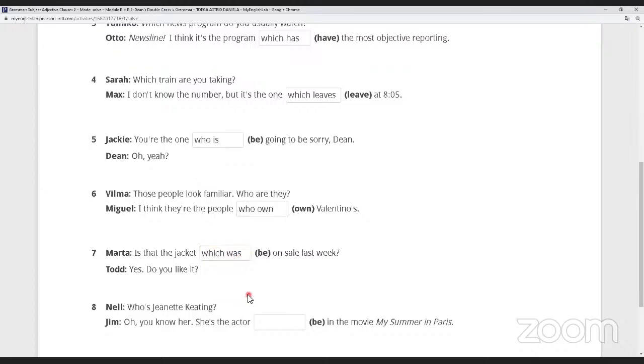Who's Janet Keating? Oh, you know her. She's the actor who is in the movie My Summer in Paris.